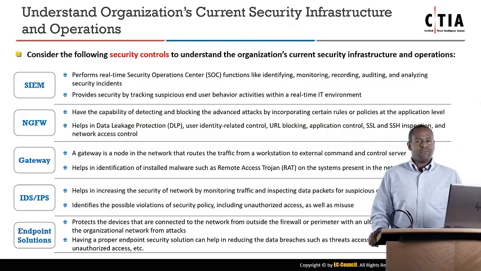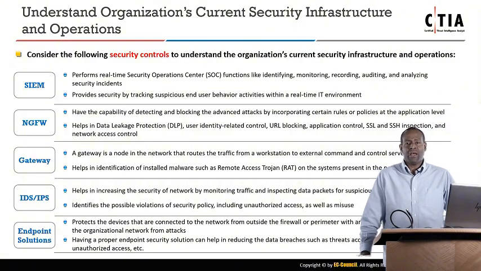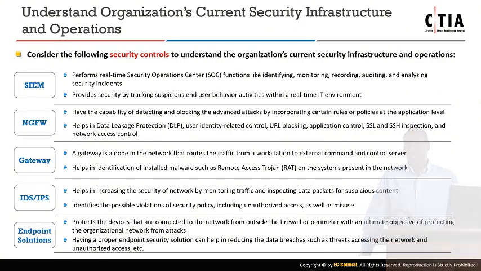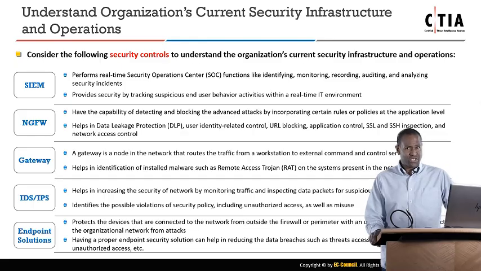of the interface. Right? So you actually have to have quite a lot of very good technology to do that for very high throughput networks. But that's what you pay for when you pay a lot of money for a good intrusion prevention system or intrusion detection system. So it identifies the possible violations of security policy, including unauthorized access, as well as misuse.